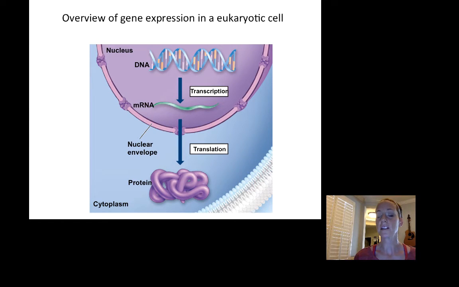So an overview of gene expression in a cell, in an animal cell, such as a human cell. We're going to start with DNA in the nucleus. There's the coding strand and the non-coding strands of DNA. From the DNA, we're going to make mRNA. The mRNA will then leave the nucleus. And from the mRNA, we will make a final protein. So overall, we're going from DNA to mRNA in the nucleus. And then outside of the nucleus, we're going to go from mRNA to the final protein.